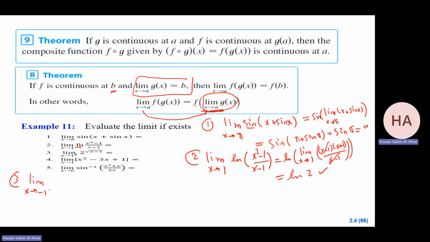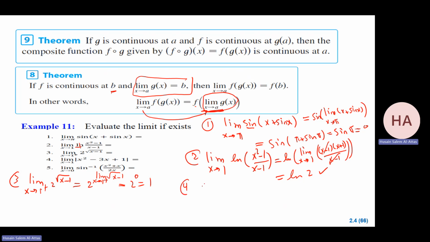3. What is the limit as x goes to 1 from the right of 2 to the power of square root of x minus 1? X goes to 1 from the right, sorry, because it cannot be from the left. I can take the limit inside, so that will be 2. Limit as x goes to 1 from the right, so it makes sense. That will be 2 to the power 0, which is 1.